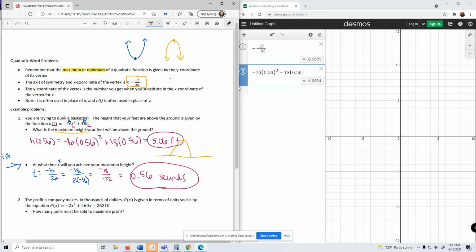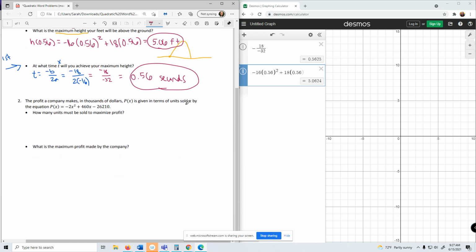All right, let's do one more. This time, instead of time, we're dealing with profit in terms of units sold x. The profit a company makes in thousands of dollars, P of x, is given in terms of units sold x by the equation right here. Since the first question is asking how many units must be sold to maximize profits, and units is x here, we're going to use that x equals negative b over 2a to answer this part.